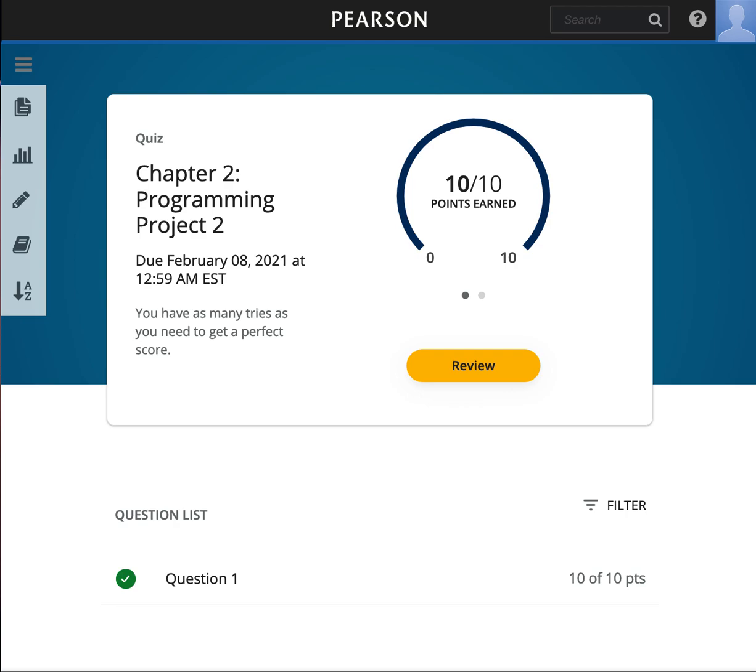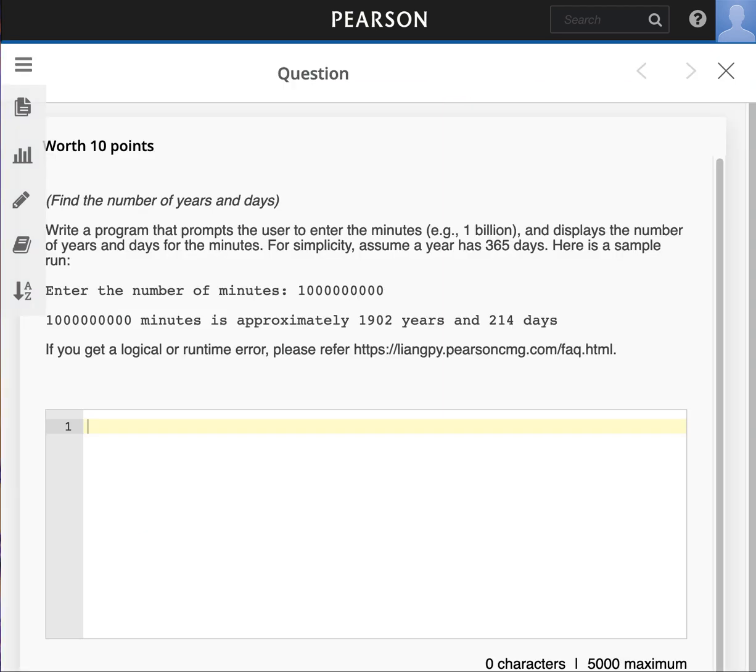All right, let's take a look at chapter 2 and now programming project 2. Look at another project here. Here's one. Find the number of years and days. Write a program that prompts the user to enter the minutes, for example, 1 billion, and displays the number of years and days for the minutes. For simplicity, assume a year has 365 days.